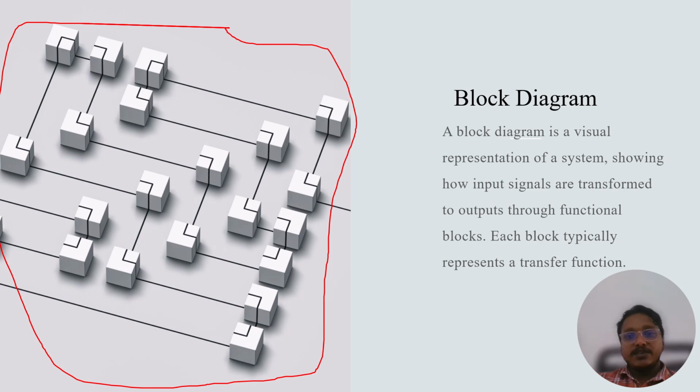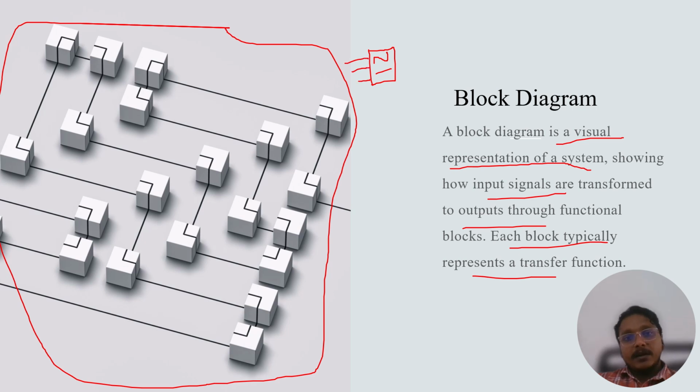So a block diagram is a visual representation of a system showing how input signals are transformed into output signals. Each block typically represents a transfer function. For example, let's take this as a block. I can represent it as AC to DC. That means it's a rectifier. So an input AC signal will be there, right? And also an output DC will be there. So this may represent one transfer function. Like that, every block will have one transfer function representation. So that is what the block diagram is.